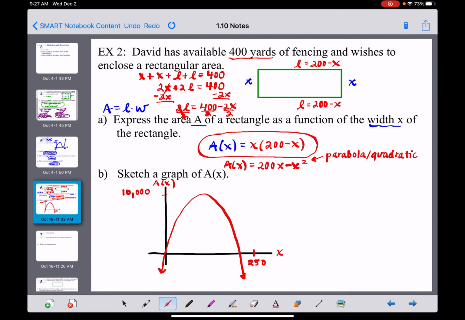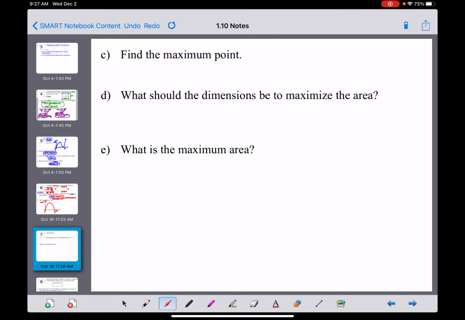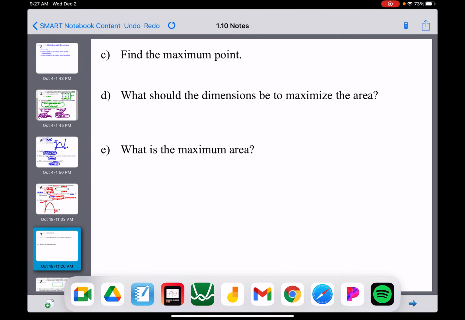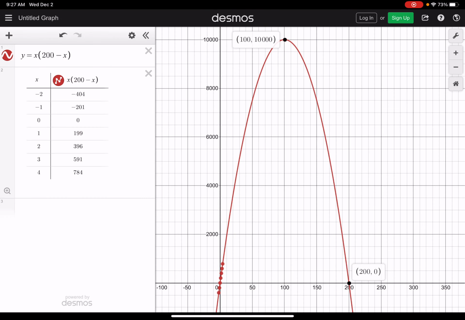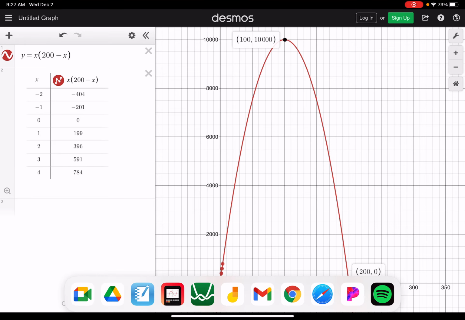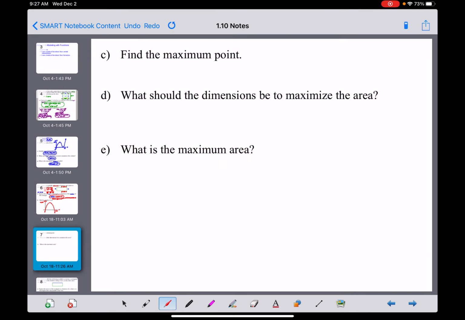So then it's going to ask you to find the maximum point. So once you get the equation and you're able to get the graph to show up, the maximum is just right up here. That's the nice thing about Desmos, so you can just click on it. So 100, 10,000, excuse me. So my maximum is 100, 10,000, and I'm not going to put the comma in the 10,000.